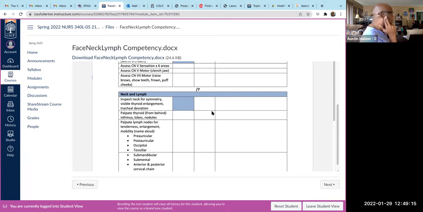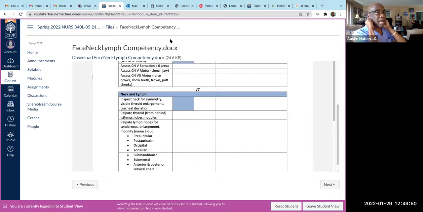Postauricular: I slide from here to behind the ear and I palpate. I go from pre to slide behind for post. Who's up there looking at me? Rachel, I need you with me. Then it says occipital. Where's occipital? Back here, right? So I'm sliding from pre, post, to occipital. Are there any nodules or growths back here of the lymph nodes?